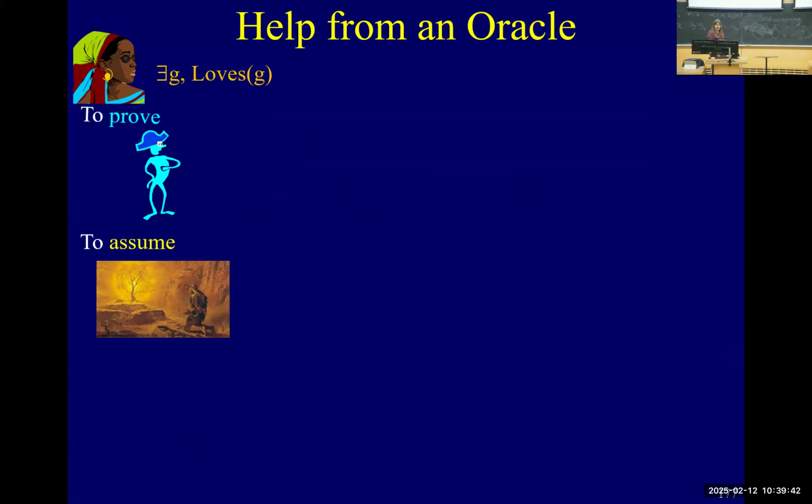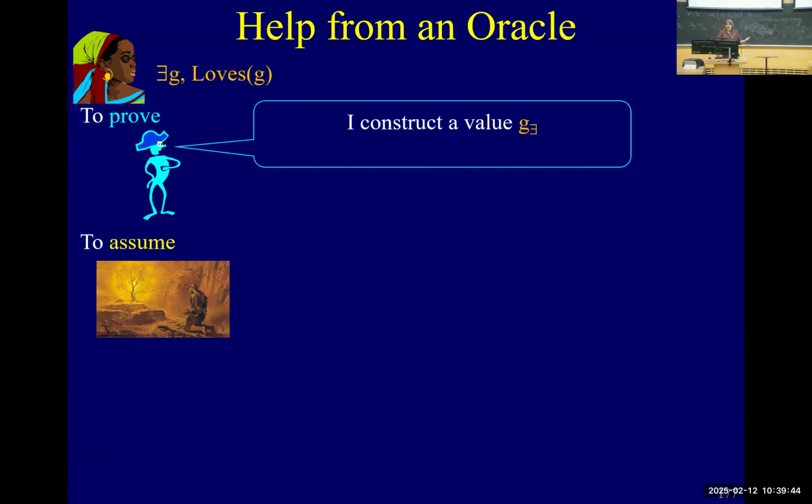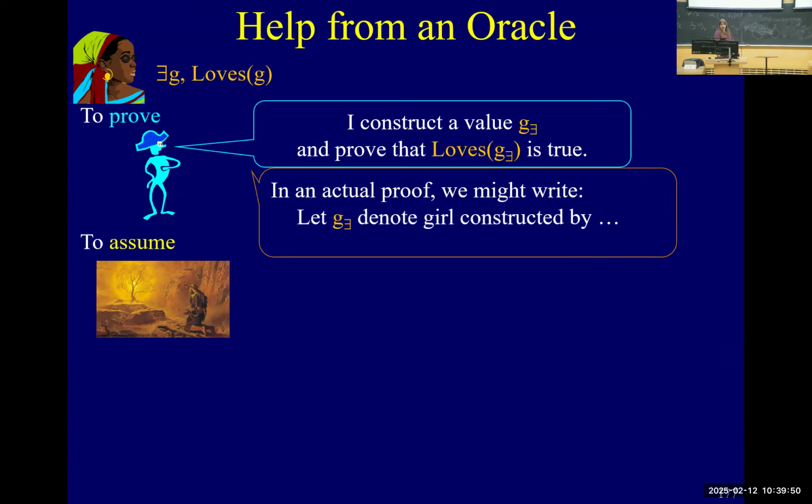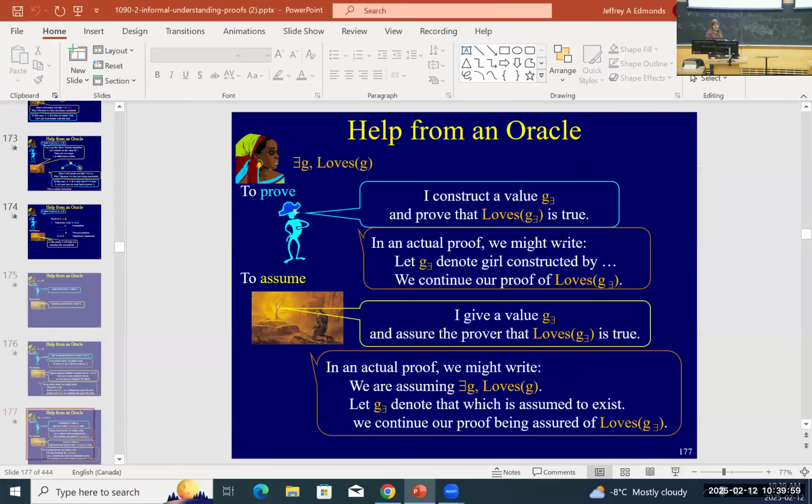Now, if I want to prove that there exists a girl, I construct the girl and prove that she loves. We might write here, I construct the girl, Marilyn Monroe. Oops.